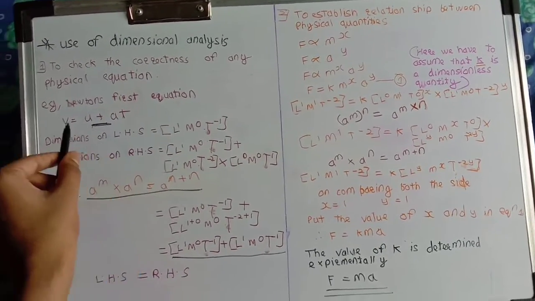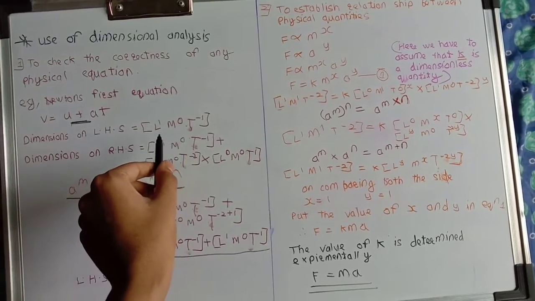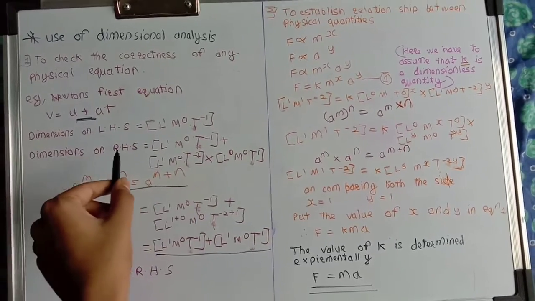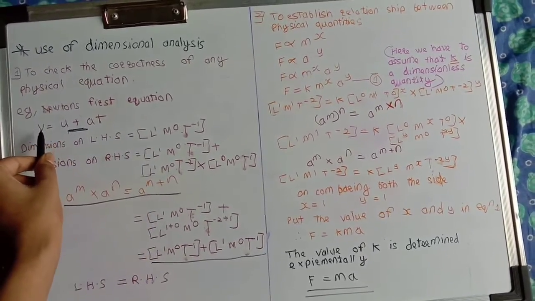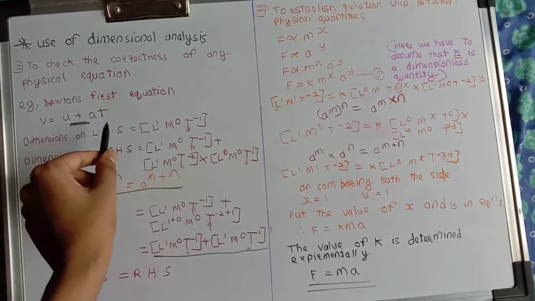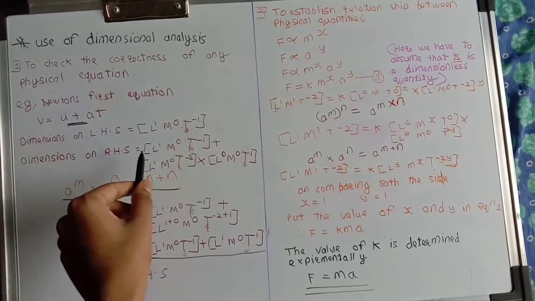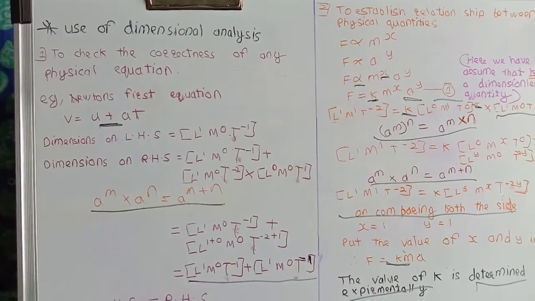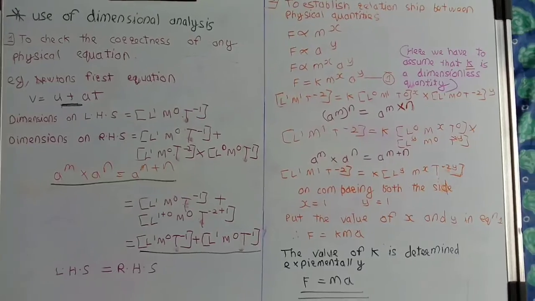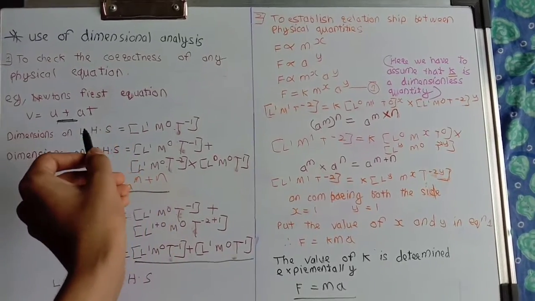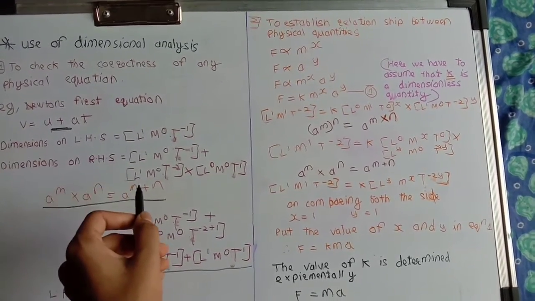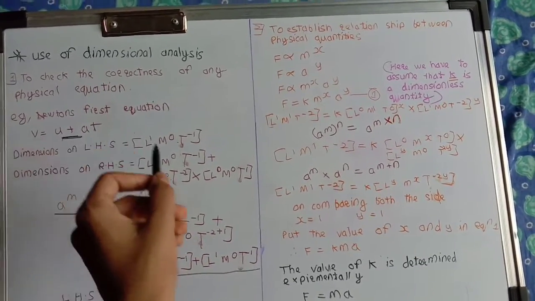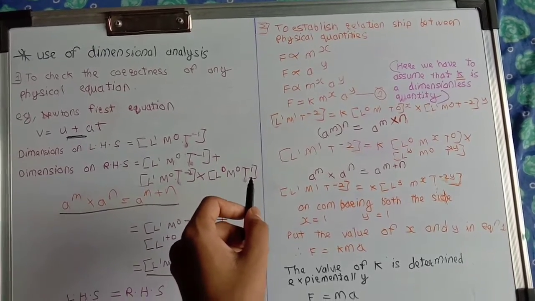Dimensions on LHS means the dimensions of V. These are the dimensions of V: L raised to 1, M raised to 0 and T raised to minus 1. Dimensions on RHS. What are the dimensions on RHS? It means U plus AT. The dimension of U is L raised to 1, M raised to 0 and T raised to minus 1, plus AT. For A it is L raised to 1, M raised to 0 and T raised to minus 2, and for T it is L raised to 0, M raised to 0 and T raised to 1.